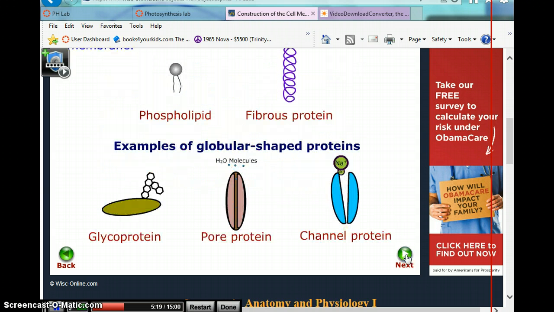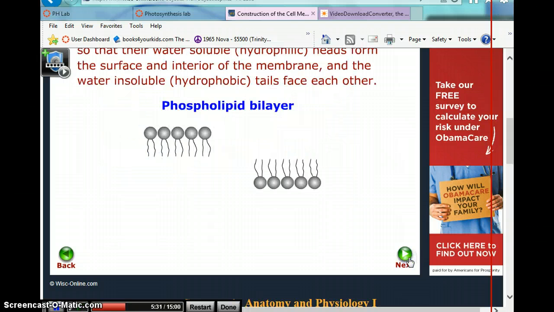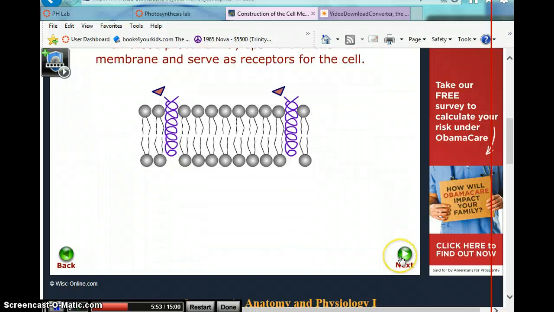Here is a picture of a phospholipid, and then you've got different types of proteins. Because it's semi-permeable, it allows certain things in. Here's the structure of the phospholipid. You've got a bilayer with tails and heads. Tails doing what? They're hydrophobic, meaning they move water away. And the heads? They like water.